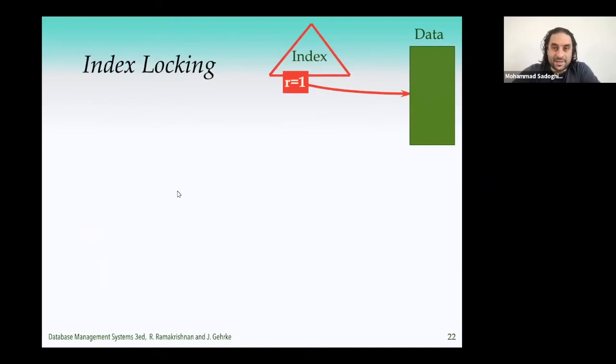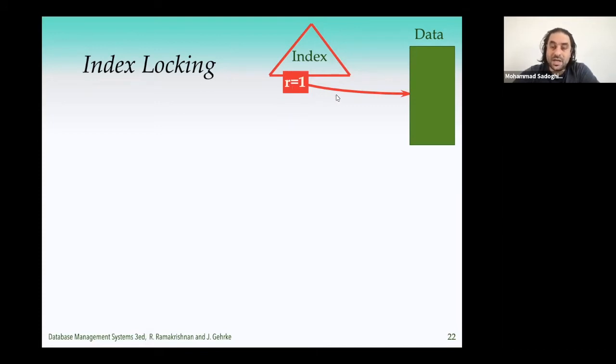So let's look at index locking. How would the index locking look like? Assume we have an index on the rating and we follow the index to access the rating, and we know when we insert a new record, as part of that transaction, we also need to go and update our indexes. So one thing we can do is that from the index, we lock the index key of rating equal 1.